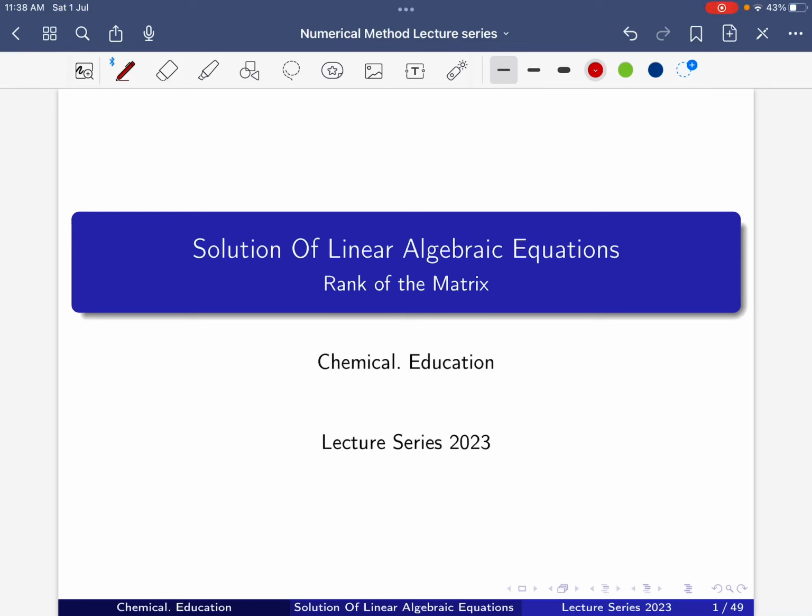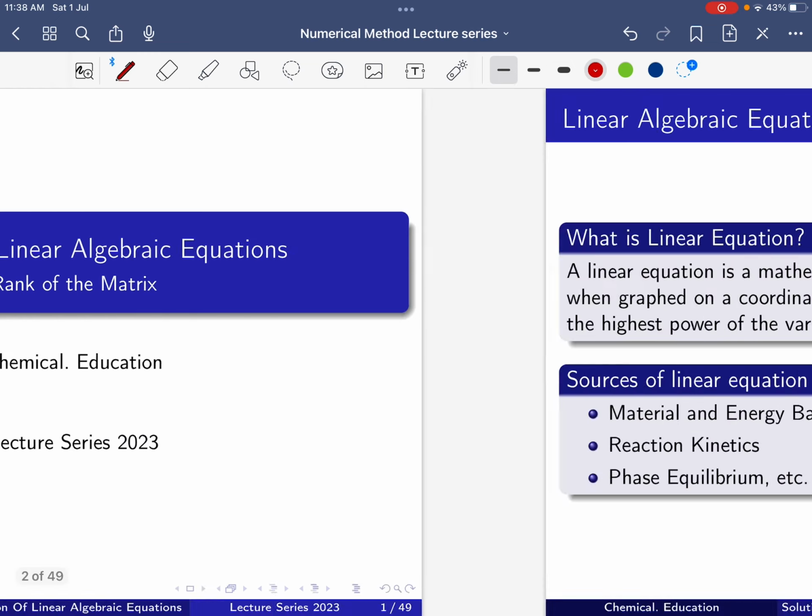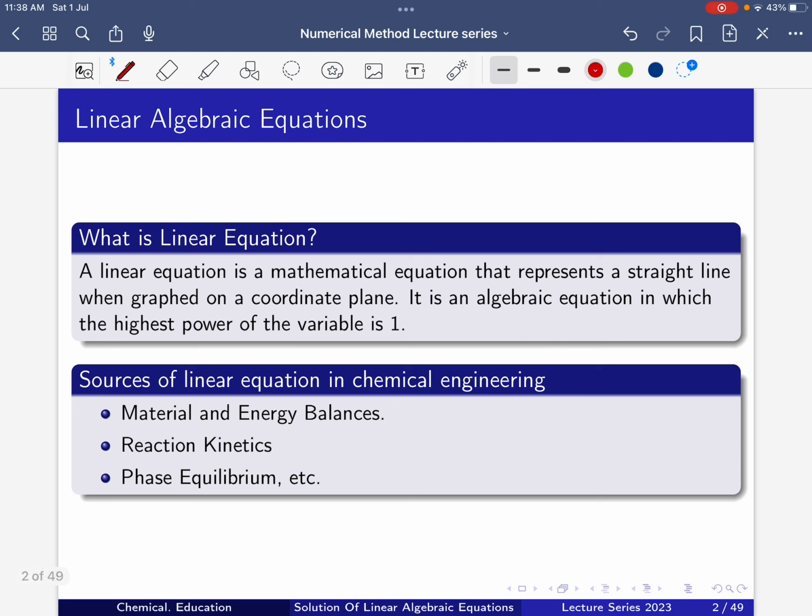Today I am going to discuss the solution of linear algebraic equations, and I will also discuss the rank of a matrix. Now first, what is a linear equation?